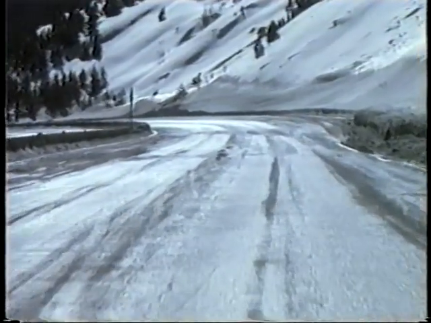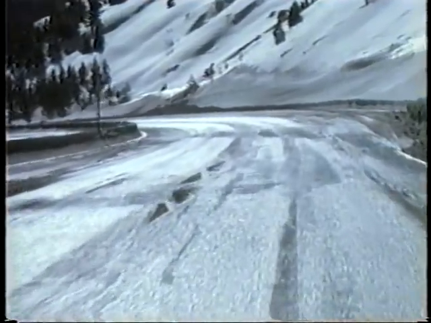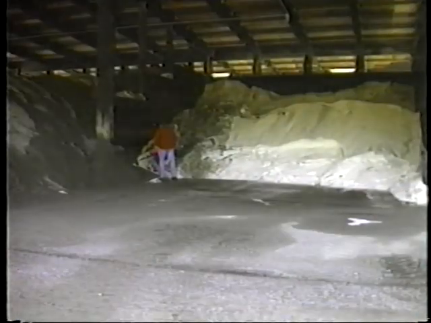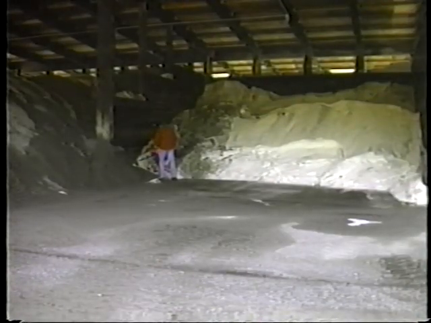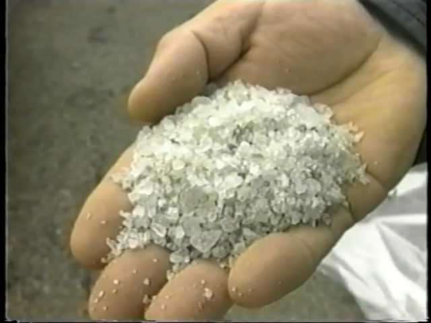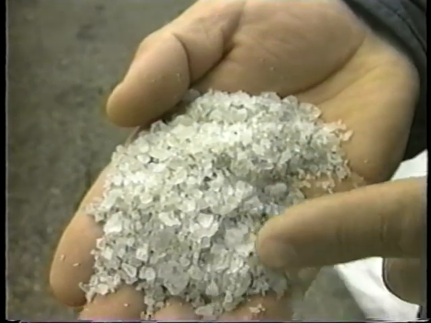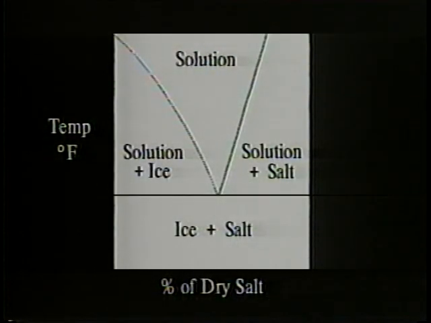The purpose of an ice control chemical is to lower the freezing point of water, that is, to melt ice or prevent water from forming ice. Sodium chloride is the most commonly used chemical for anti-icing and de-icing. Its action in depressing the freezing point is typical of all common ice control chemicals. This is the phase diagram of salt, ice, water mixtures.